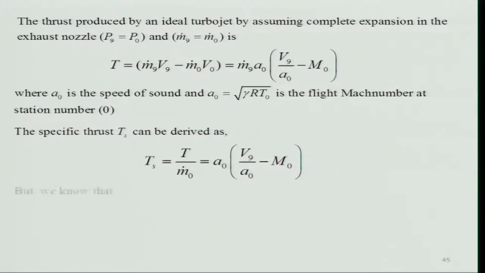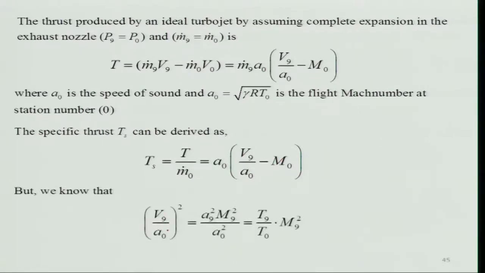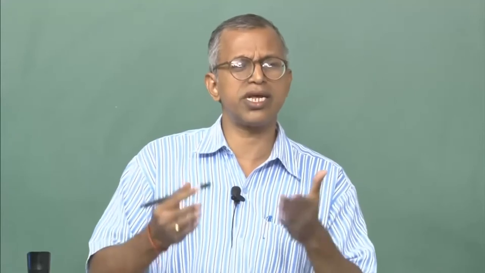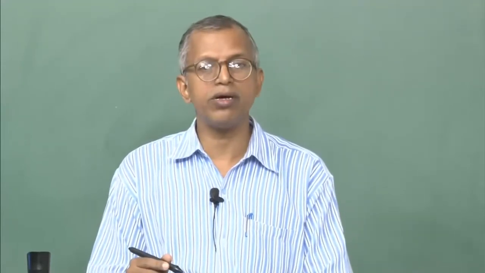We know that V9 by A0 squared is nothing but A9 squared M9 squared over A0 squared, where A9 squared is gamma9 R9 T9 and A0 squared is gamma0 R0 T0. Gamma is the same, so this cancels out and you land at T9 by T0 into M9 squared. So we'll be doing the similar stuff of relating the various pressure and temperature parameters in each component. It's just an extension of what we had done for the ramjet.